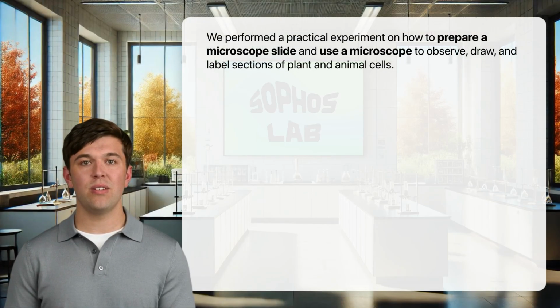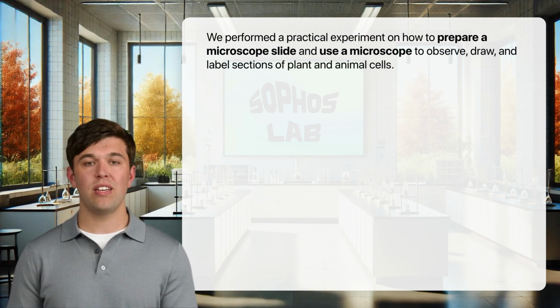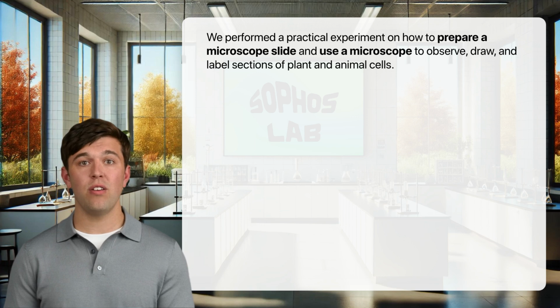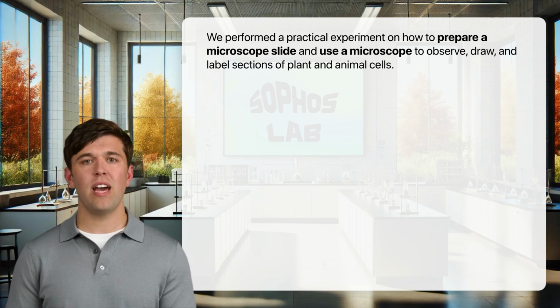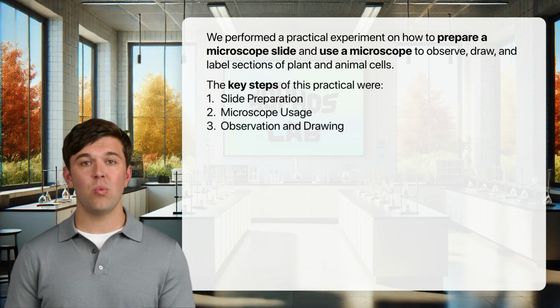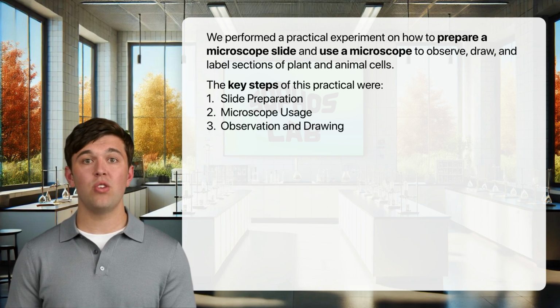In today's lesson, we performed a practical experiment on how to prepare a microscope slide and use a microscope to observe, draw, and label sections of a plant cell. Specifically, we looked at onion cells, but this practical can be used to look at different types of both animal and plant cells, as well as to compare the differences between them. The key steps of this practical were slide preparation, microscope usage, and observation and drawing.